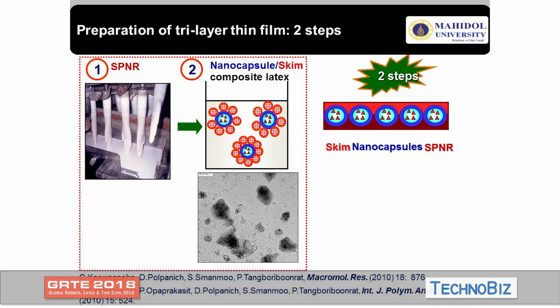By this method, we can prepare a medical glove containing disinfectant nanocapsules inside the glove in only 2 steps. First, the mold is dipped into sulfur prevulcanized latex, and then dipped into the nanocapsule skim composite latex in the second step. And we obtain the film like this model. And this method is easier and faster than the previous study.